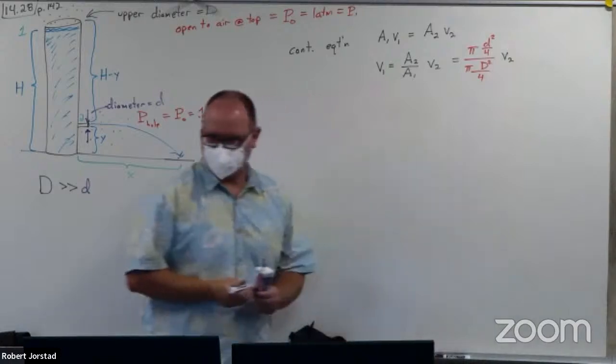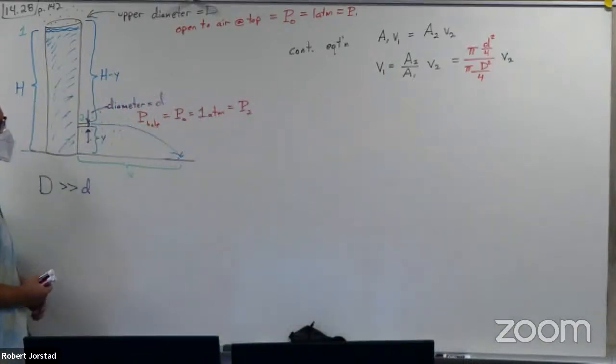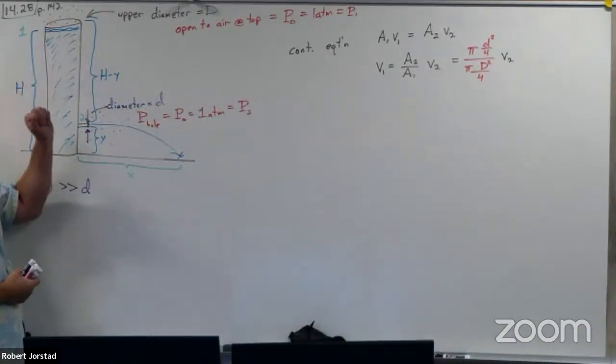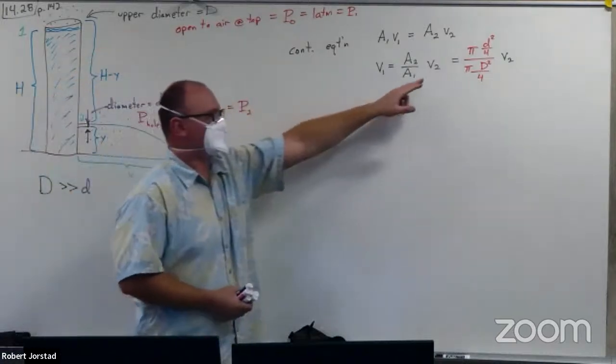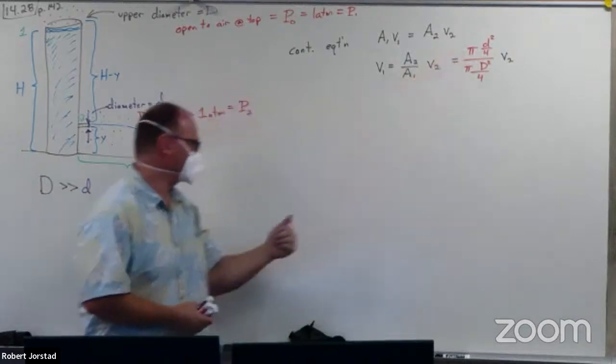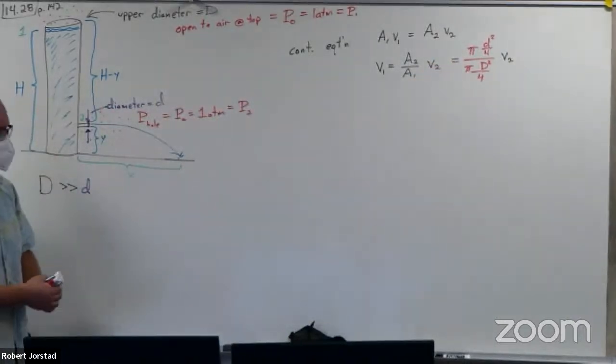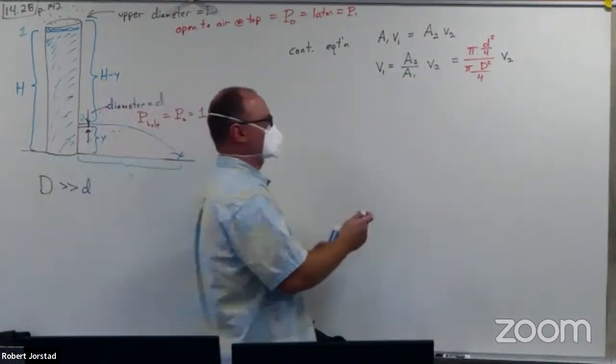Do you agree that area 1 is the big one with the big diameter? A2 is down here, uses the little diameter. What cancels out? Constants.